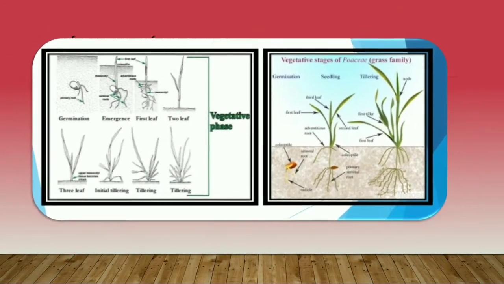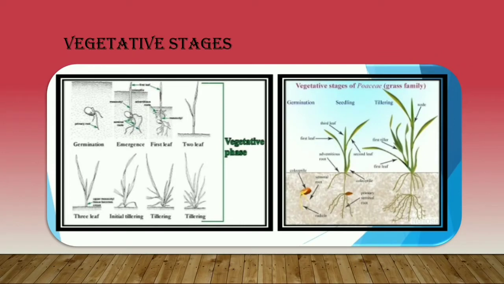Coming to the vegetative stages, the germination, emergence, first leaf stage, two leaf stage, three leaf initiation, and initial tillering come under the vegetative phase, and the vegetative stages of the Poaceae are observed in this image clearly.